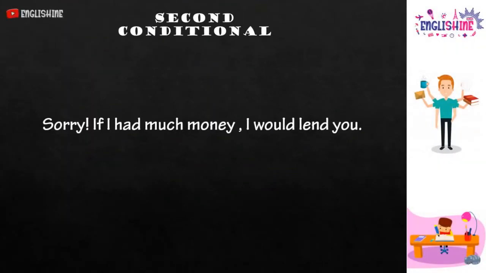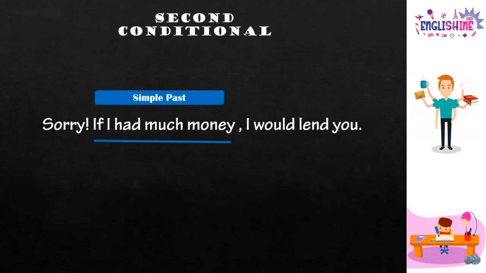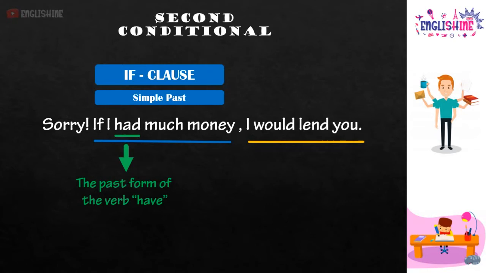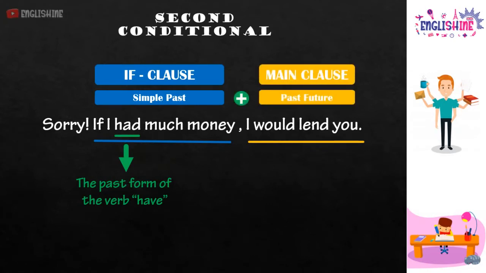Notice the example. Sorry, if I had much money, I would lend you. If I had much money, using simple past, is the if clause. Had in that sentence is the past form of verb have. And I would lend you, using past future, is the main clause. Would is the past form of the modal verb will.